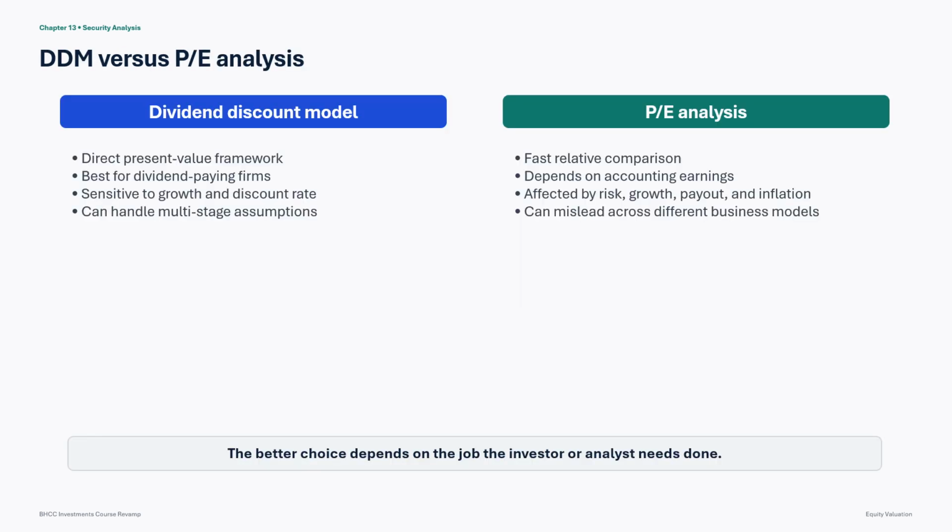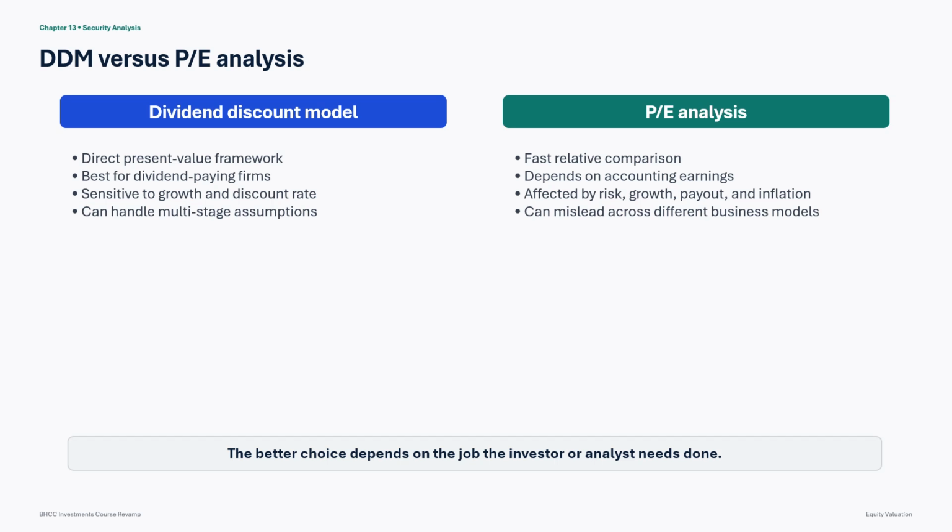This slide compares dividend discount analysis with price to earnings analysis. The dividend discount model is a direct present value framework. It works especially well for mature companies with stable dividend policies. It forces the analyst to specify the payout, growth rate, and required return. It can also be extended into a multi-stage model when the company grows rapidly for several years and then settles into a stable phase. Its weakness is practical fit.